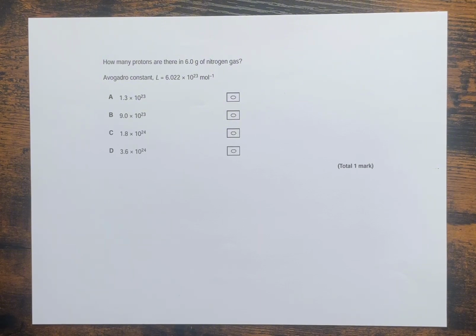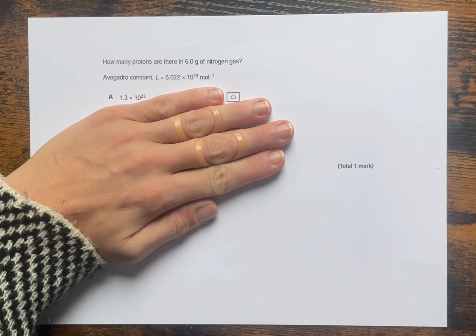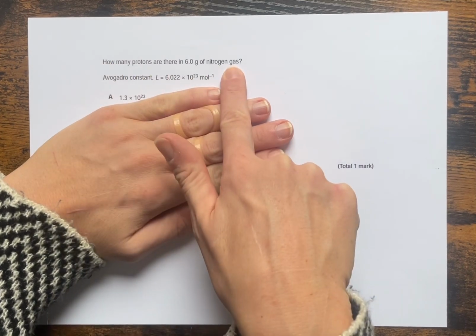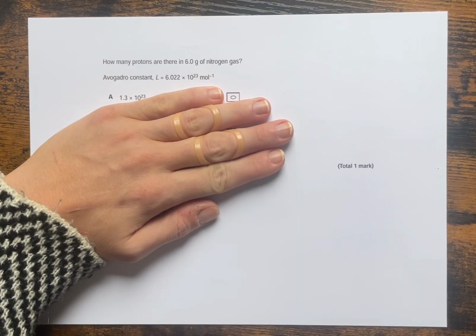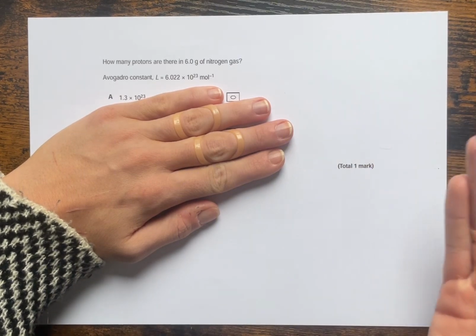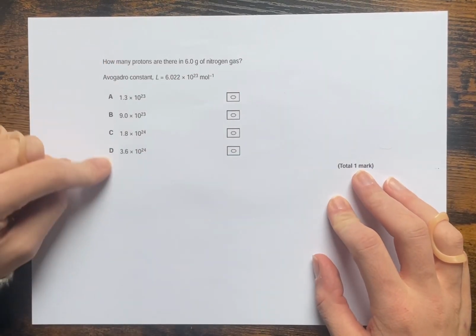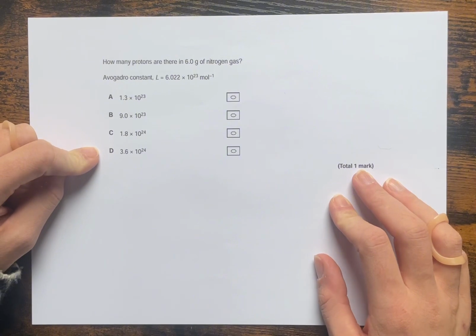As you can see, this is a multiple choice question, and my advice whenever you've got multiple choice questions where you can answer the question without having to look at the options, that would always be my advice. And for calculations we can do that because we don't need to be looking at what the options are here. We just need to work out for ourselves how many protons there are in 6 grams of nitrogen gas. Then once we've got our final answer, we can then see if it matches with one of the options.